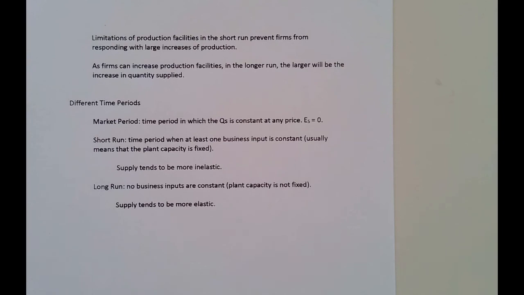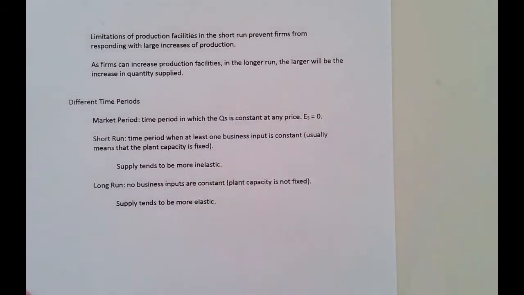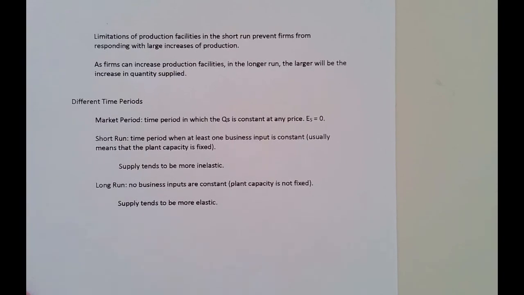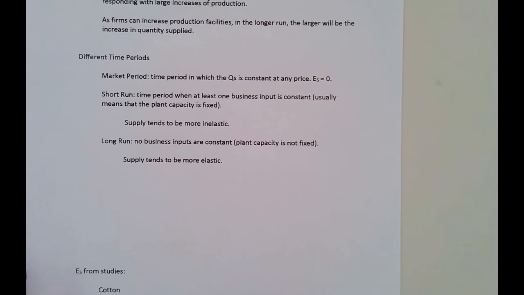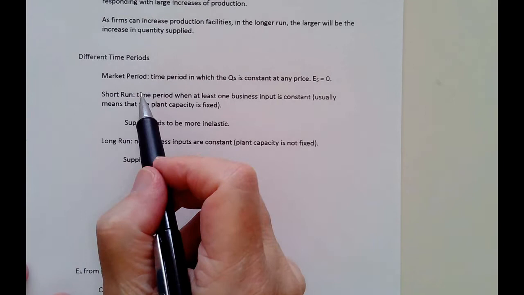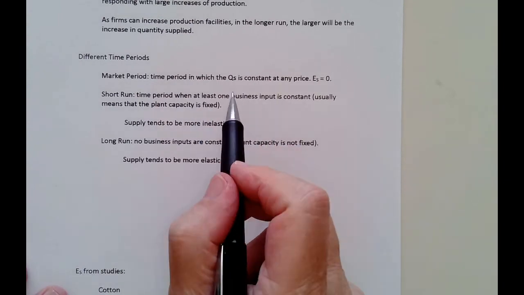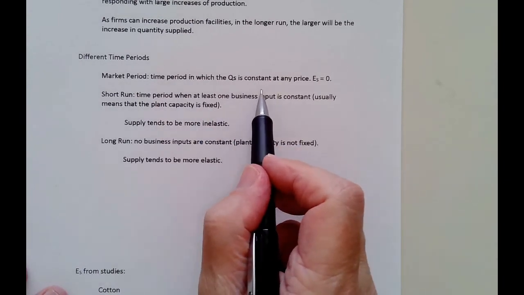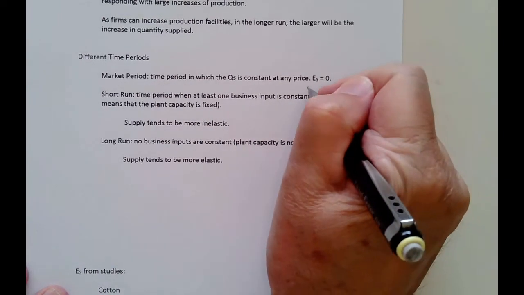And then in the long run, you can change anything. So in the longer run, if you can change the size of your restaurant, the size of your college, the size of your factories, then you have much more flexibility and your elasticity number is going to become greater. So economists have identified 3 different time periods. We have a market time period, and that's when the quantity supplied is constant. We can't change it. It's perfectly inelastic.